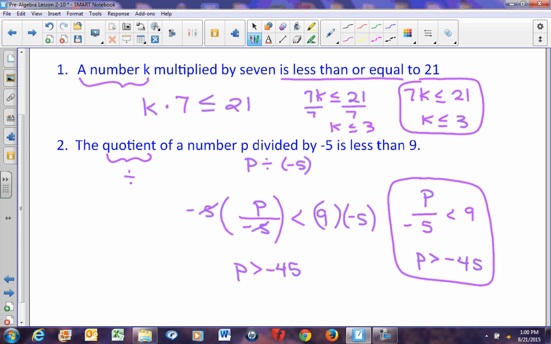The only difference between solving inequalities and solving equations is you have to remember, if you multiply or divide an inequality by a negative number, you must reverse the inequality sign in order to keep the inequality true.